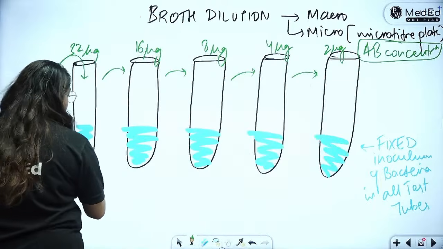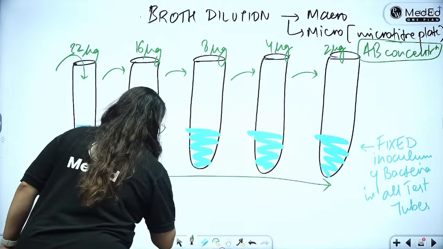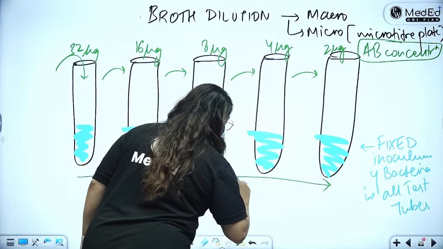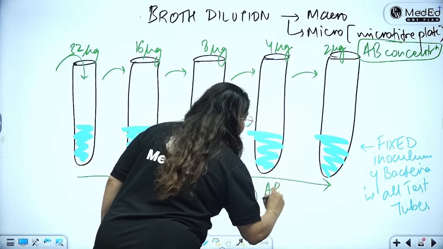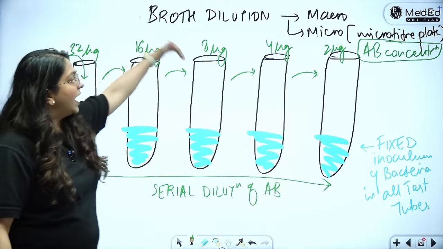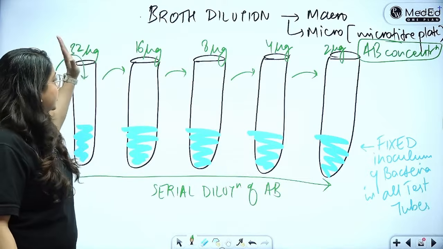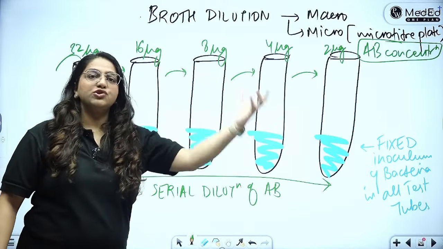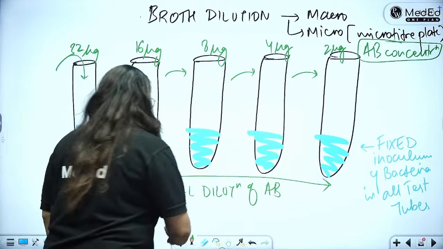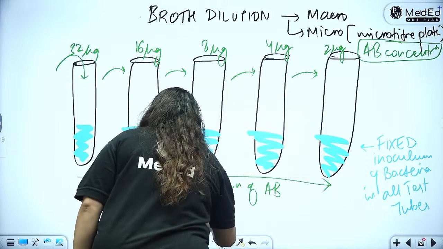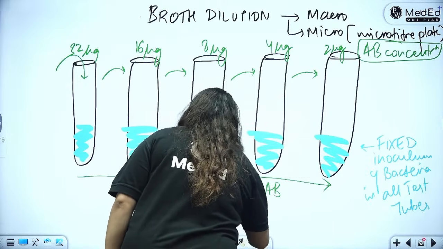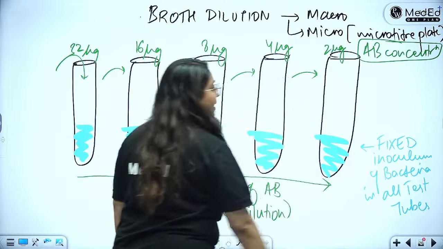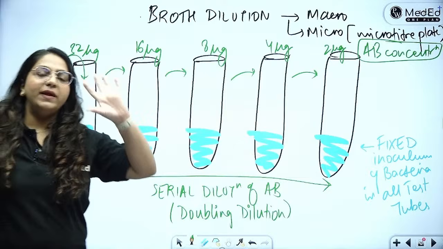So what are we doing? As we are moving from here to here, we are achieving serial dilutions of antibiotics, which is of course the doubling dilution. It is getting halved. So if the concentration is getting halved each time, the dilution is getting doubled. Concentration and dilution are equal and opposite. So this is the serial dilution of antibiotics, which is also called the doubling dilution. And the inoculum, that is the amount of bacteria, I have kept the same in all.